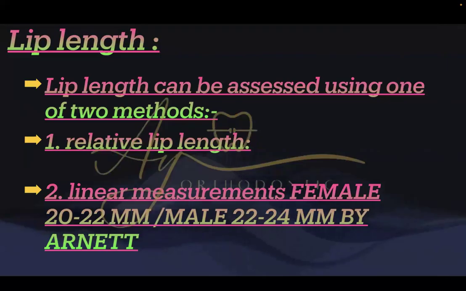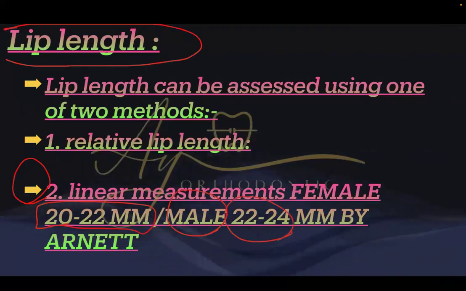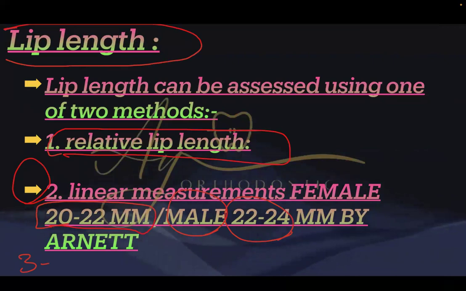Yes. I just said it yesterday, Rahim, early in the morning, how to measure the lip length. We have 2 methods. Linear measurement, which is done by Dr. Arnett, who stated that the female will be from 20 to 22 millimeters, male will be from 22 to 24 millimeters. And the other method is the relative lip length method. This is the 2 commissure line to the philtrum, okay? Whereas the philtrum height is 19 to 22 millimeters.